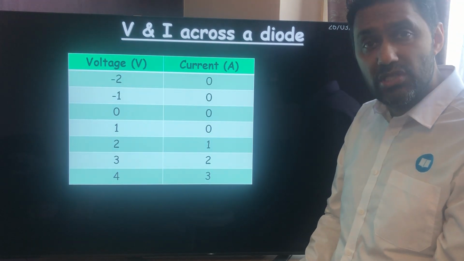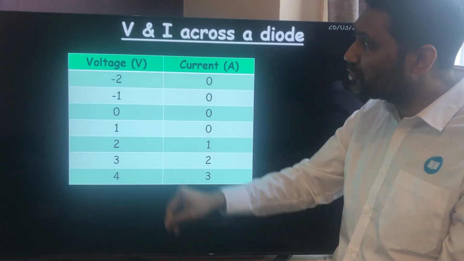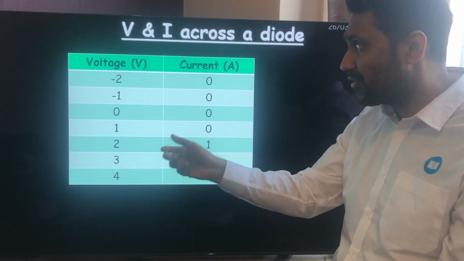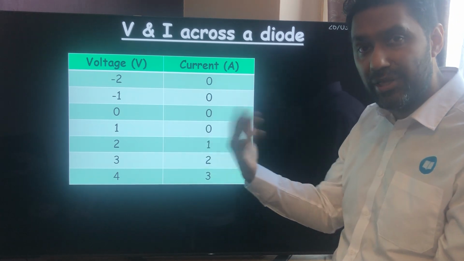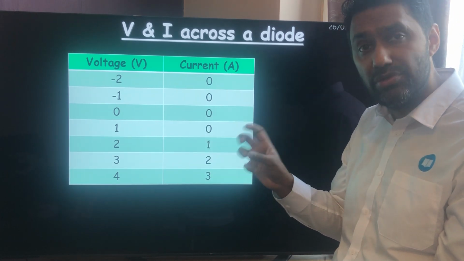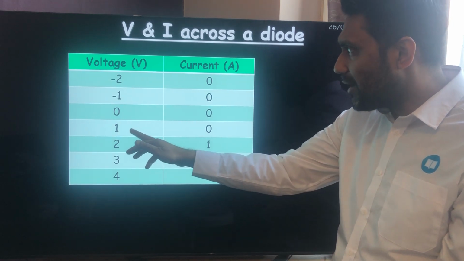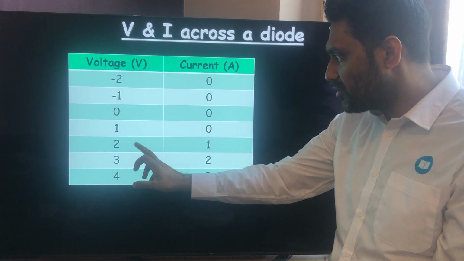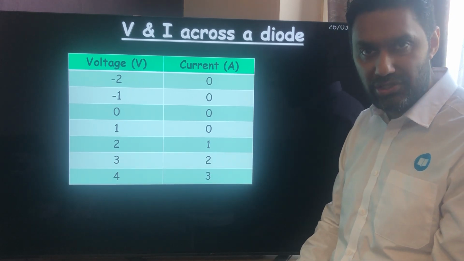And here's some results from the lesson. So now I had -2 volts, -1. Obviously the battery's the wrong way around, so I've got the opposite direction. You'd get no current at all, because the diode will not allow the current to flow through. At 0, there's obviously nothing. But here's the thing: when I've got 1 volt, I'm still getting nothing. But then suddenly, at 2, 3, 4, I'm starting to get a current. It's going up by the same amount each time.